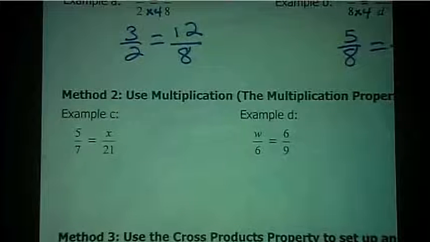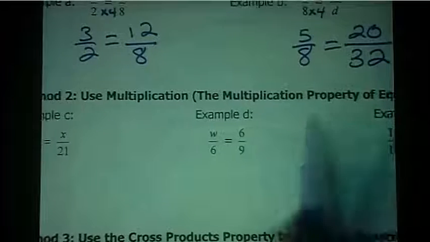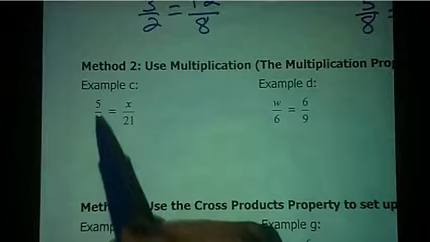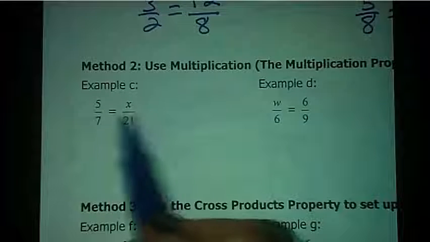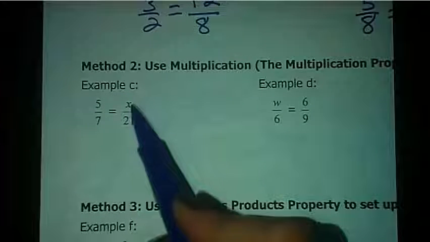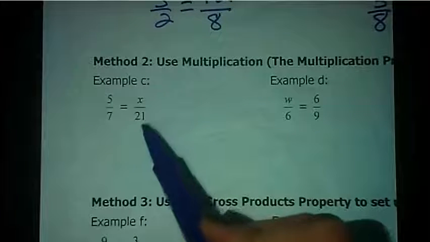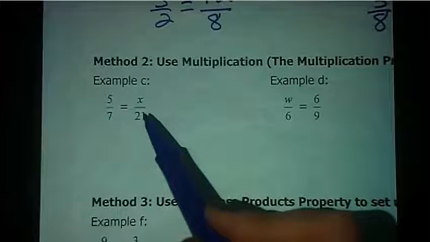This is my least favorite method, using multiplication, the multiplication property of equality. This might look a little familiar to you from when we solved equations. We have that 5/7 is equal to x over 21. Remember that the fraction bar is like a division symbol. So here it's like x is being divided by 21. How do you get rid of dividing by 21? Well, you multiply by 21.